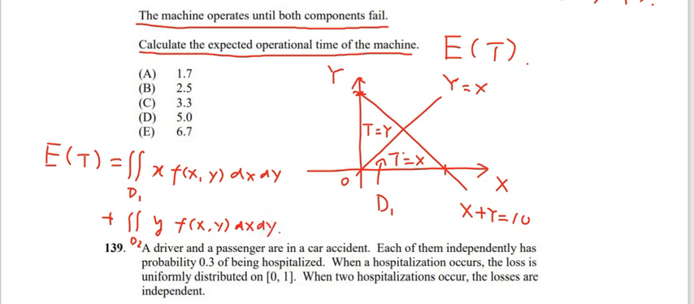So for this integration, this f(x,y) is constant. So this integration is easy, and also we find there are 2 parts that are symmetric, so the same. So we put it to here and it equals 2 times this. So let's check D1: this is just x, and the density function is 1/50. We put 1/50 outside, then dx dy.